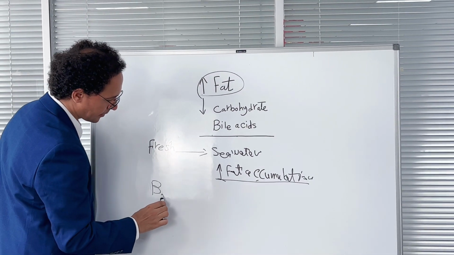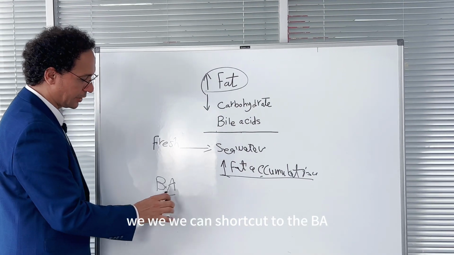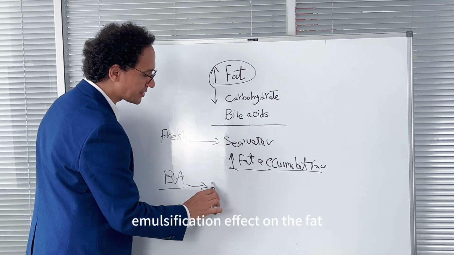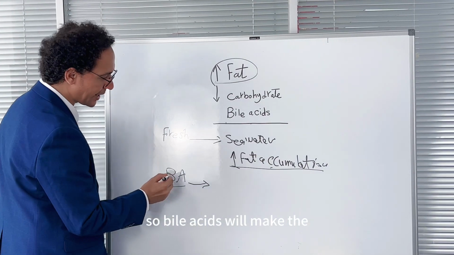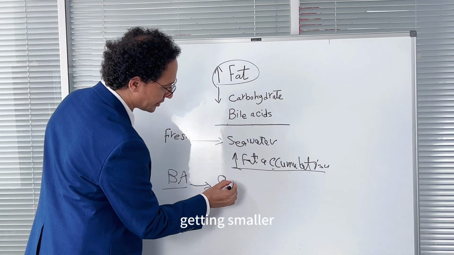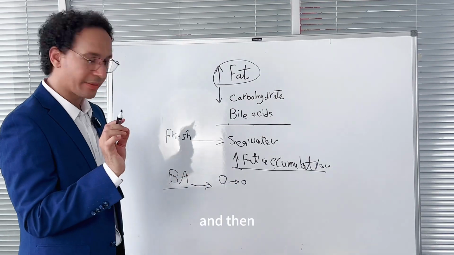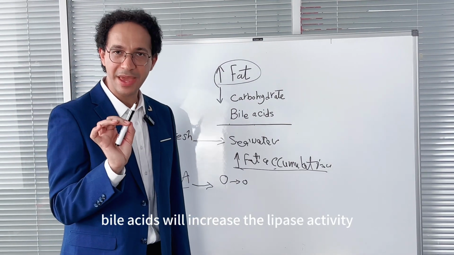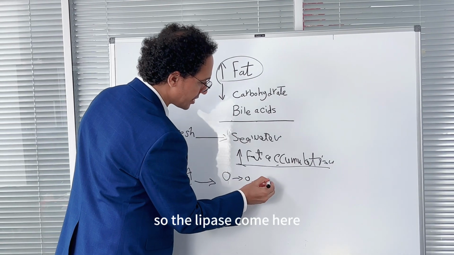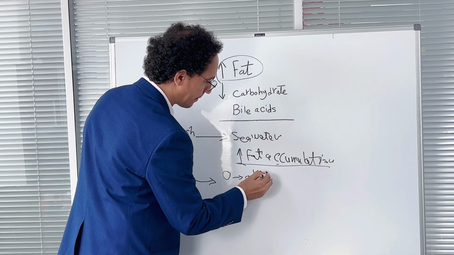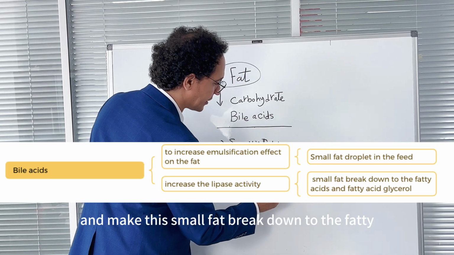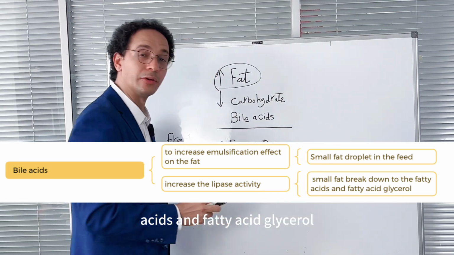Bile acid, we can shortcut to BA. Bile acid will increase the emulsification effect on the fat. So bile acid will make the big fat droplets in the feed get smaller. And then the bile acid will increase the lipase activity on these small fat droplets. So the lipase comes here and breaks down this small fat into fatty acids and fatty acid cholesterol.